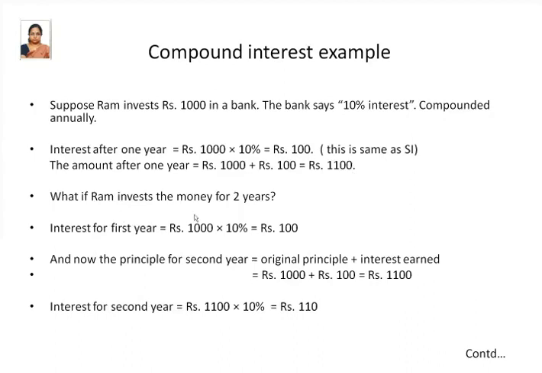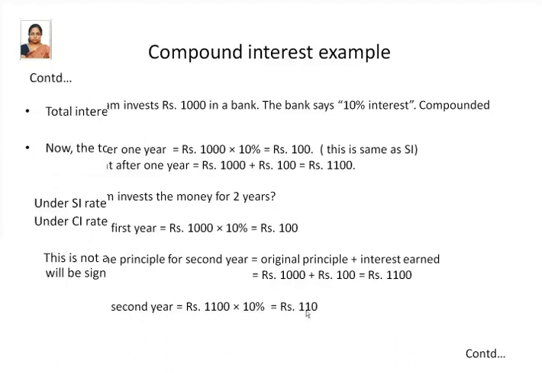But if he invests for 2 years, the first year interest is 100, which is also taken as a principal for the next year. So the principal now is the 1,000 which already exists, plus the interest for the first year, 100. Altogether 1,100 becomes a new principal. So when the interest for the second year has to be calculated, we consider this 1,100 as principal and 10% of this, which is 110. So instead of 100 rupees, which we calculated in simple interest, now it's going to be 110.